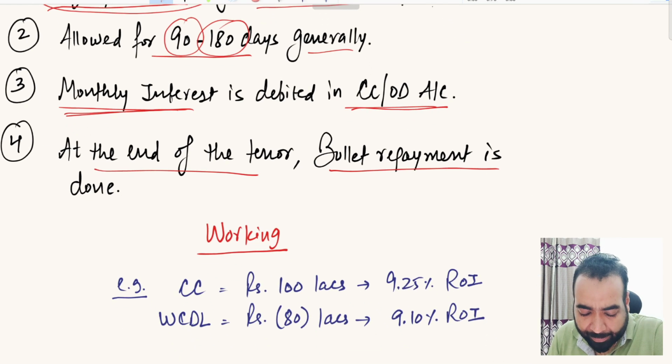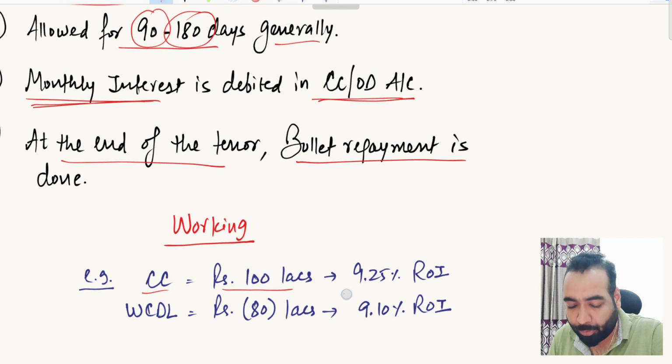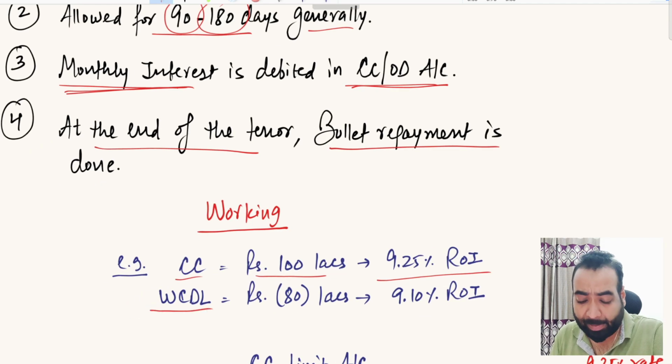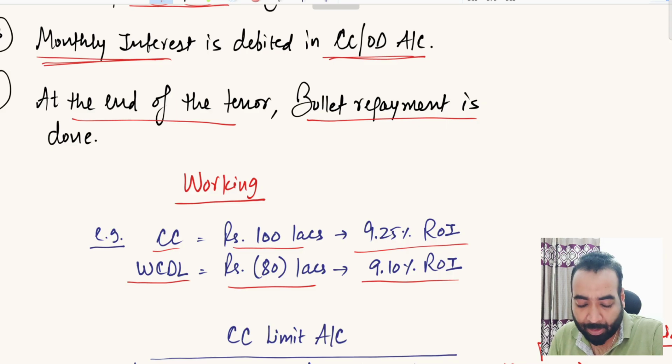So suppose your banker has given you a cash credit limit of rupees 100 lakhs at 9.25% rate of interest. Now you have also been allowed a WCDL facility of rupees 80 lakhs as a sublimit of the cash credit limit at 9.1% rate of interest, right? So it is part of the cash credit limit only. You assess the cash credit limit on MPBF basis or turnover method. Since it is given as a sublimit of the cash credit limit, it automatically gets assessed by way of MPBF and by way of your operating cycle or your turnover method, right?